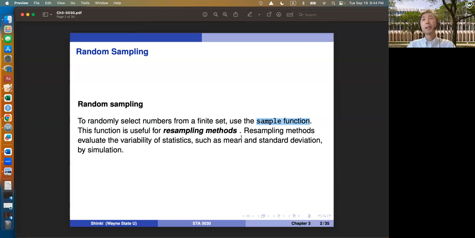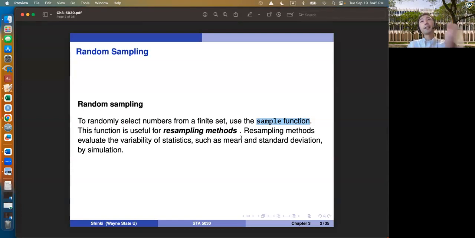And resampling is sometimes useful to evaluate the variability in observations. For example, if we have 10 male students, and we know the heights of those 10 students, we can calculate the mean height, right? So if you calculate the mean height, okay, that is 175 centimeters. But we don't know how reliable that 175 is, right? Because we only have one sample.